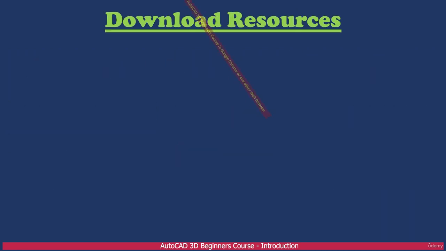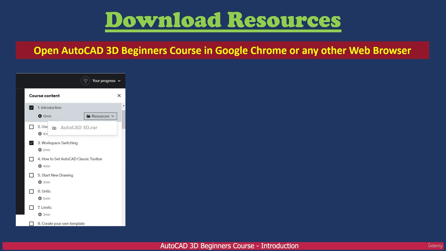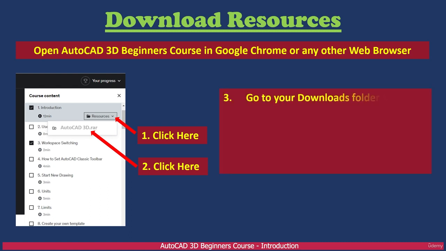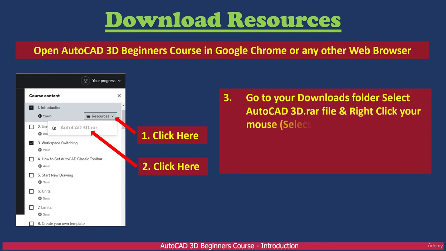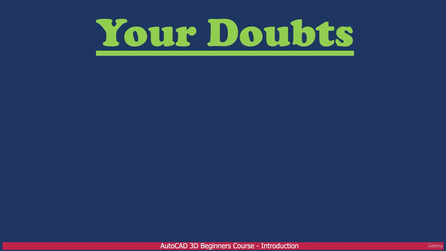Download resources. Open the AutoCAD 3D beginners course in Google Chrome or any other web browser. Click here and click here, AutoCAD 3D.rar. Go to your download folder. Select the AutoCAD 3D.rar file. Right click your mouse. Select WinRAR or 7-zip application. Click extract here. Now you can use all the drawings that I used in this course.